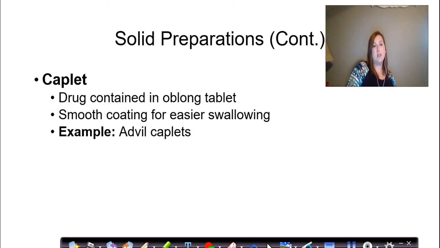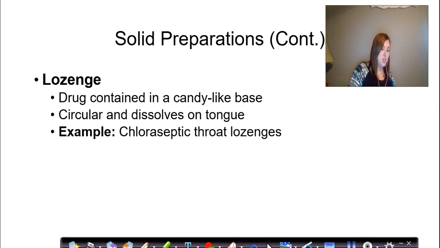A caplet is a drug contained in an oblong tablet. It's smooth, which helps patients swallow it more easily. Advil is an example of that. Again, Advil is a pain medication, over-the-counter. A lozenge is a drug contained in a candy-like base. It's circular and dissolves like a cough drop, or a throat lozenge would be an example. Again, candy-like, so it's important to be careful with children.